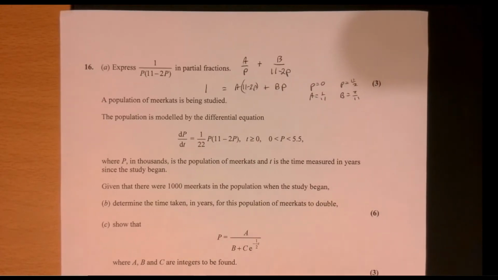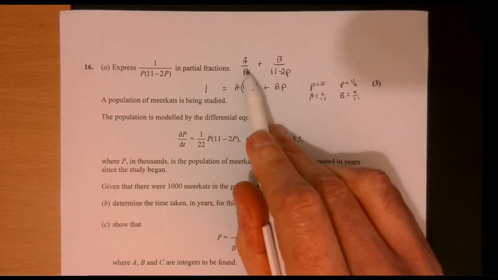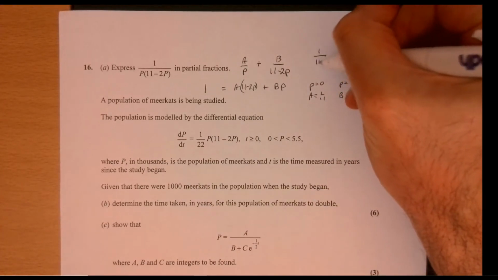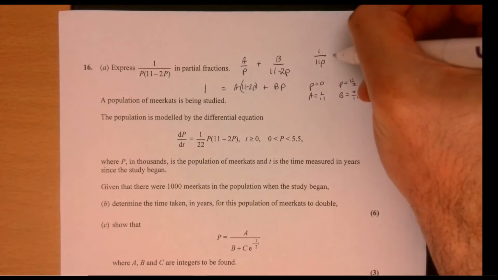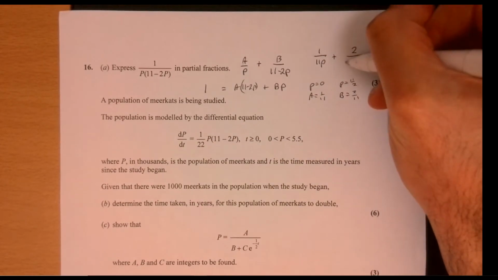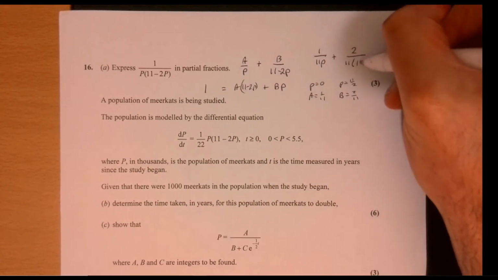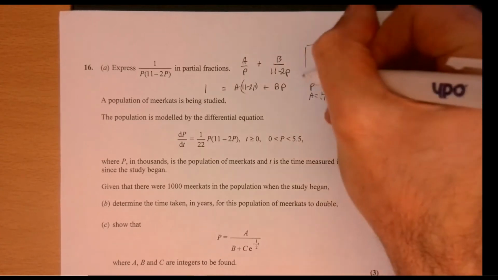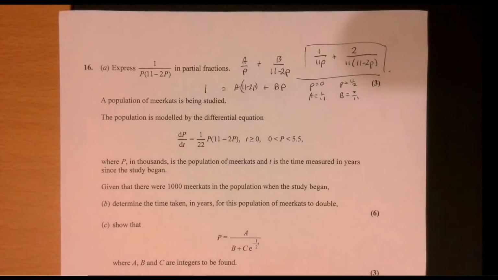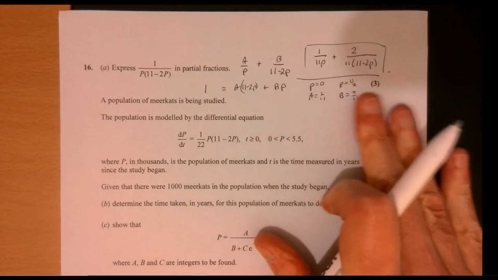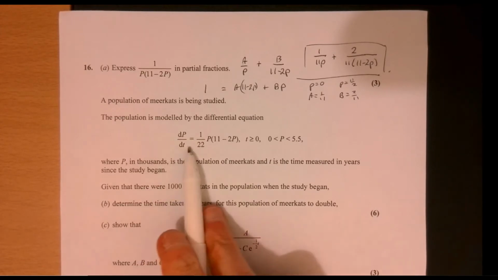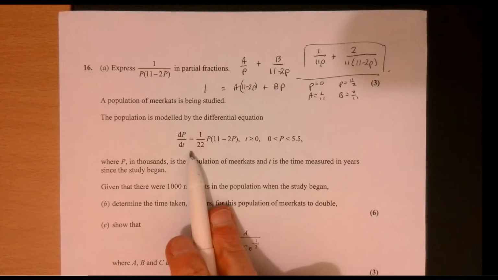Right, so if I now write this in here, what does it actually give me? Well, it's going to give me 1 over 11p plus 2 over 11 times 11 minus 2p. Now, we're going to need that again, but we'll just leave that there for a second. So that's the first part done, that's part A done.